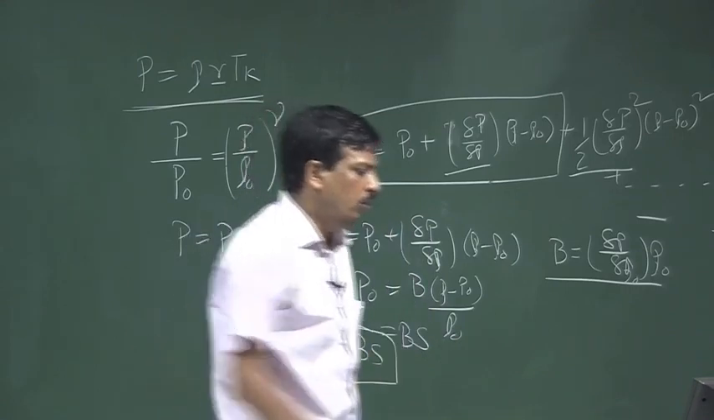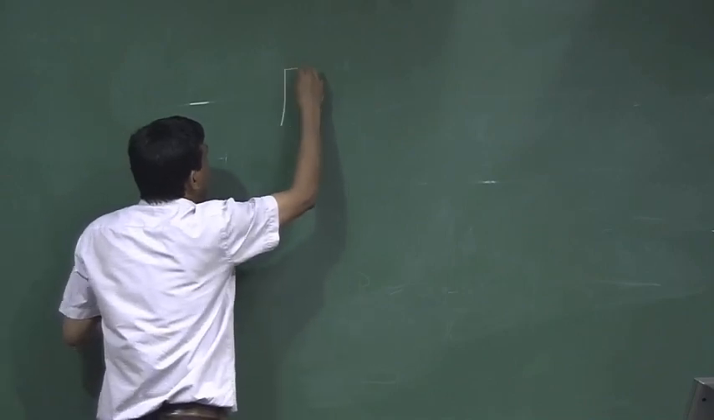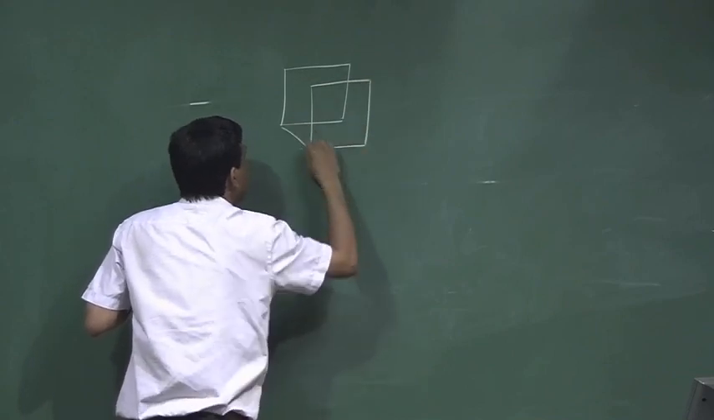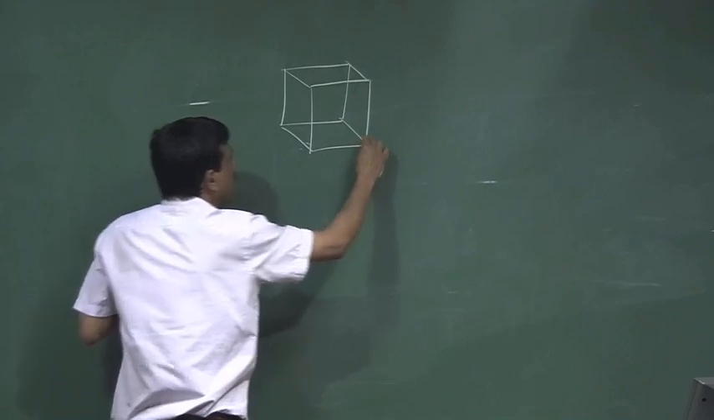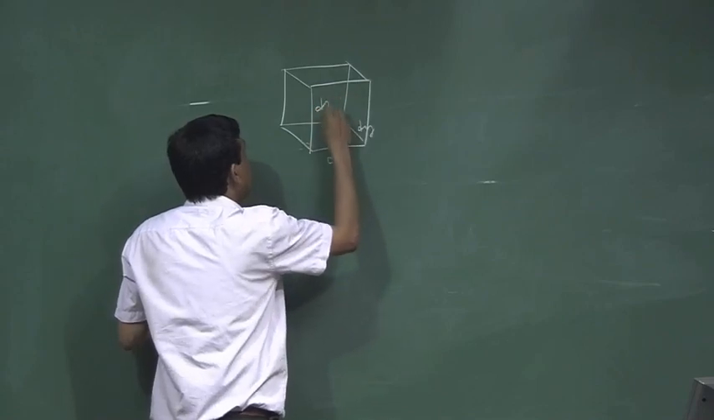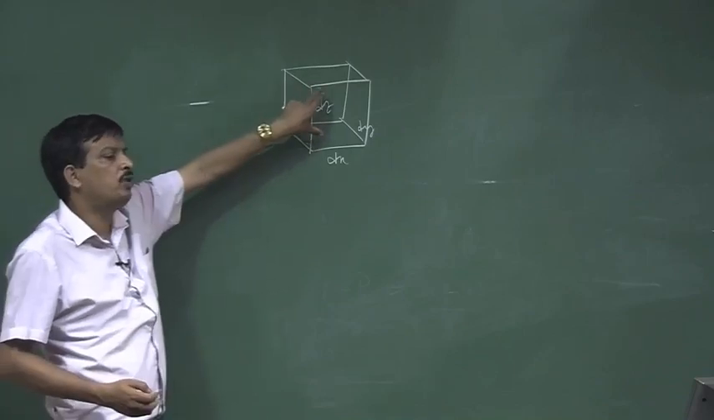Now we go for the continuity equation. What is the continuity equation? What I said is that the acoustic wave is propagated through condensation and relaxation. So let us consider a volume in this space of the acoustic wave propagation. I consider a small volume which has three axes, dx, dy and dz.